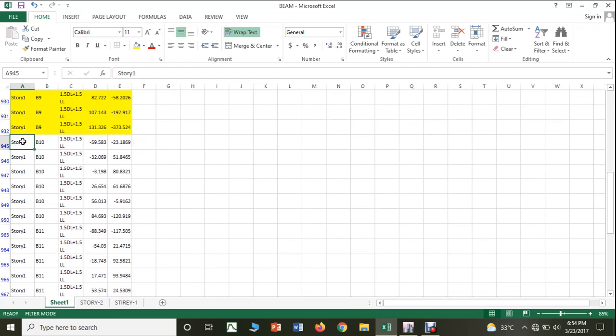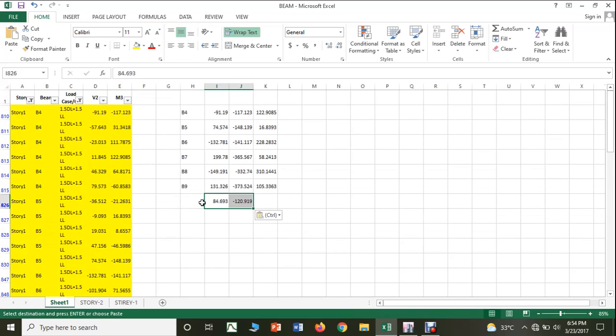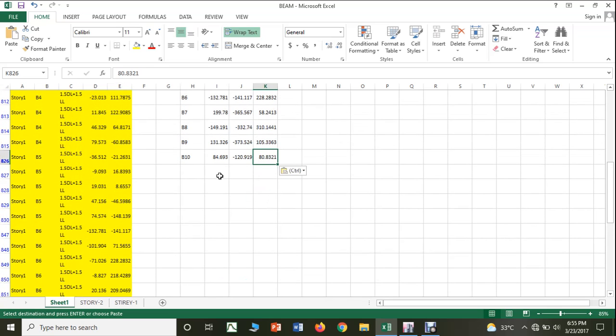The next that you can have is beam 10. In beam 10, the highest is this one. And out of that, the maximum positive value that you can see in beam 10 is 80. Okay, so it is 80, right?